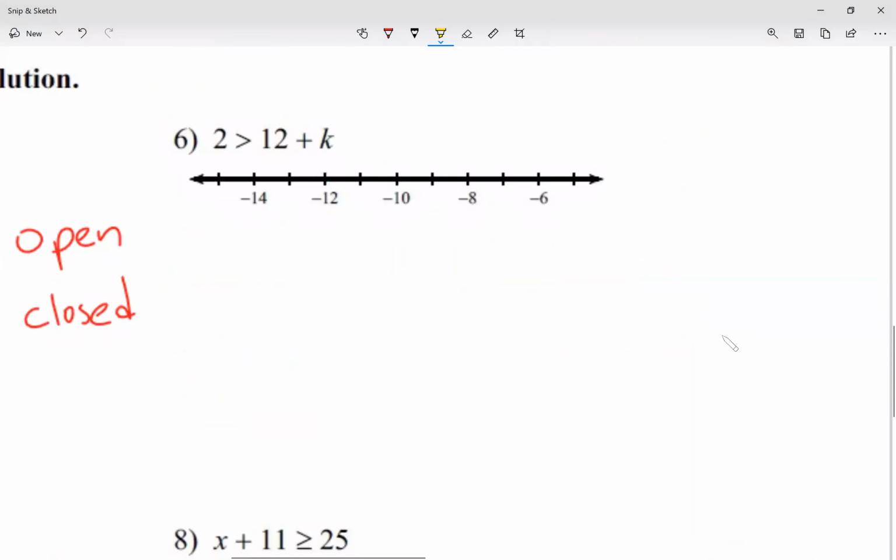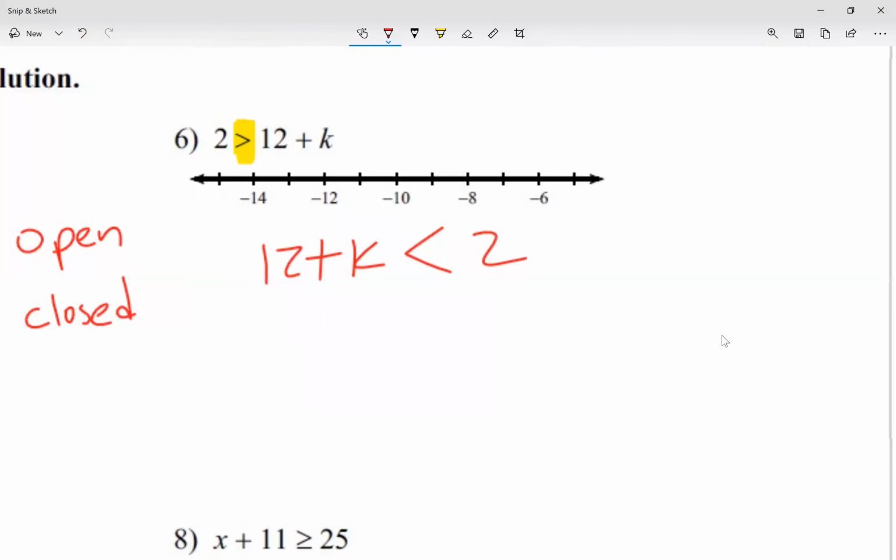Remember how the inequality sign separates my sides, the left side and the right side. The letter has to be on the left side. So I'm going to flip everything. 12 plus k goes to the left. My positive 2 goes to the right side. Like I said, I'm flipping everything. And my inequality sign also gets flipped.